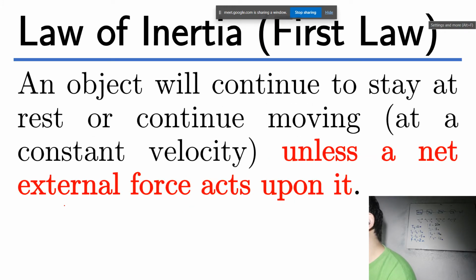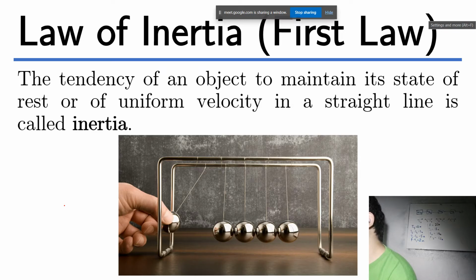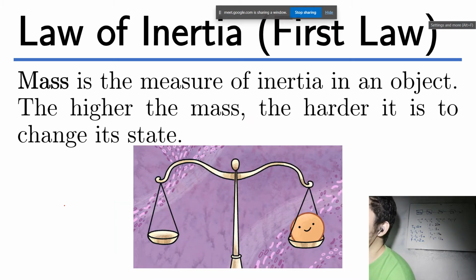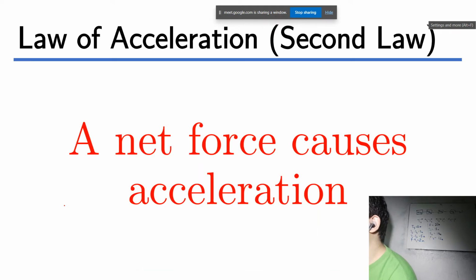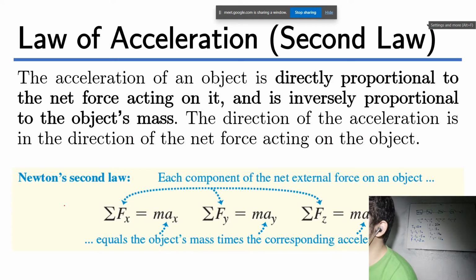Three laws of motion. Law of inertia, an object will continue to stay at rest or continue moving at a constant velocity unless a net external force acts upon it. Pag ganun siya, nasa equilibrium siya, where the sum of the forces is zero. The tendency of an object to maintain its state of rest or continue moving at a constant velocity is called inertia. And the higher the mass, the harder it is to change its state. Okay? Law of acceleration for second law, a net force causes acceleration. Sum of forces equals ma. Diba? Yun. Tapos, each component ng vector also equal sa acceleration dun sa component nila. Okay?